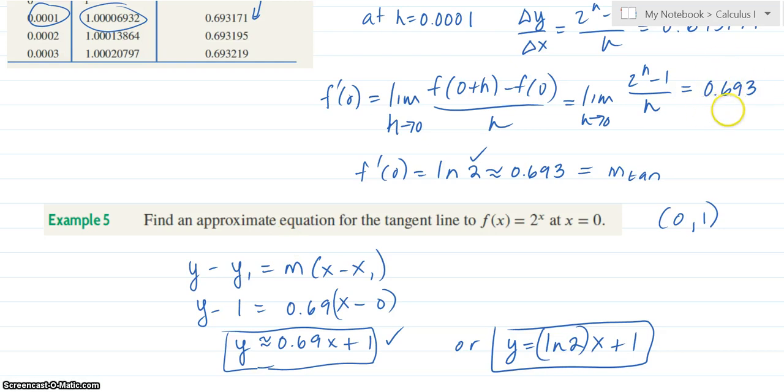Just so you know, if this was a repeating pattern, like say it was 0.66666, you would have said, oh, I recognize that exact value. That's 2/3. So this is going to be the exact value, that limit. On this one, 0.693, if you knew that number offhand was ln 2, that's when you could write this. Otherwise, 0.693 is a fine answer.